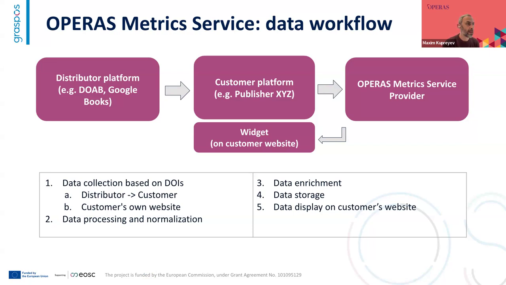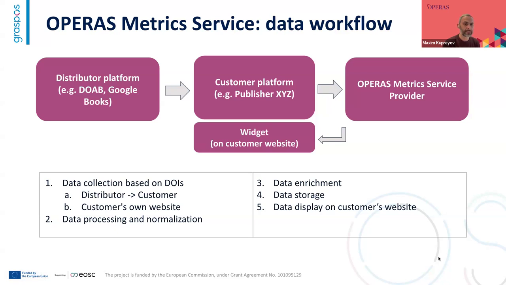The second entity, you see it in the middle of the slide, is the customer of OPERAS metrics. This is usually a publisher, which may itself have a book hosting service, meaning that in this case the publisher can collect metrics from its own website as well. And the data processing and normalization takes place on the customer platform. The third element of the infrastructure is the OPERAS metrics service provider. It gathers all the data from customers, enriches it with alternative metrics, and stores it in the central database.